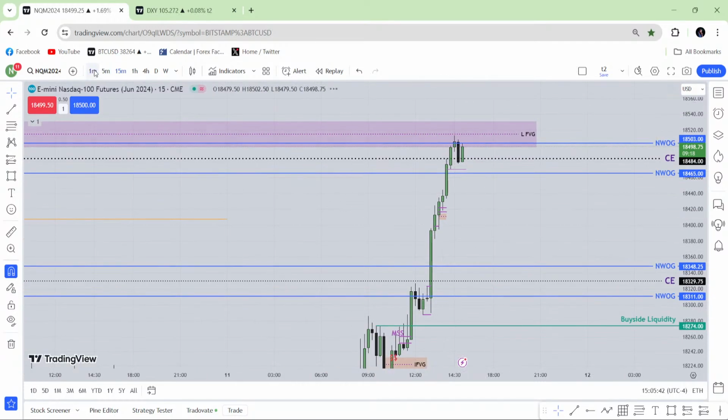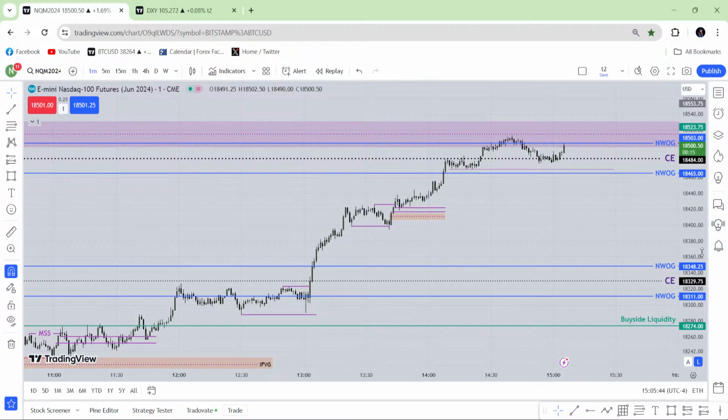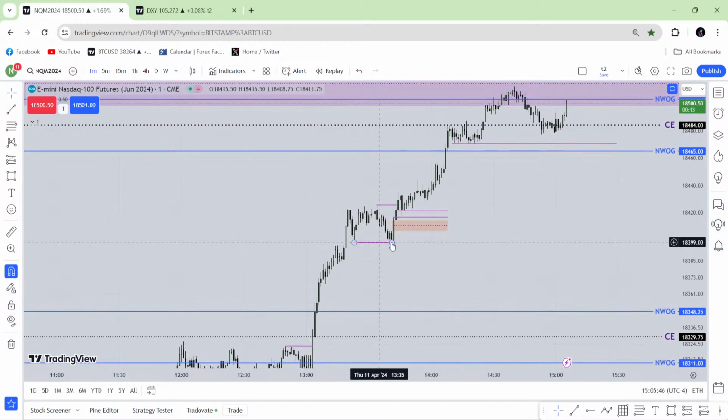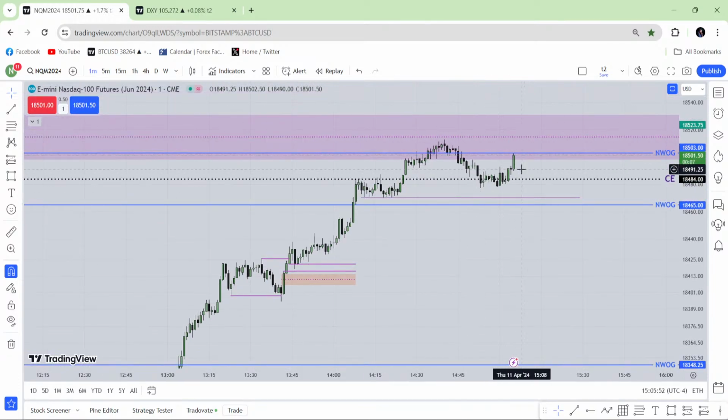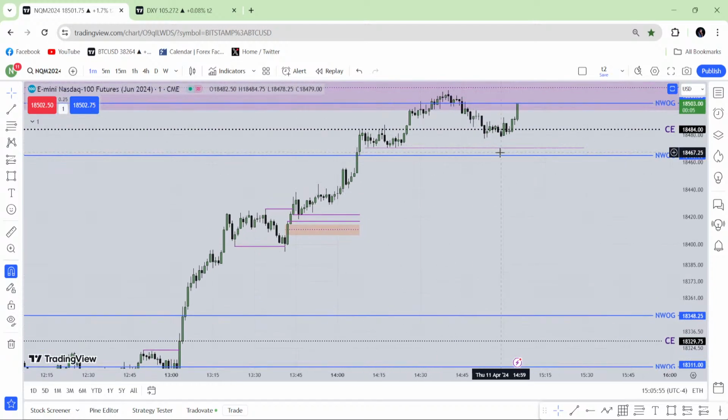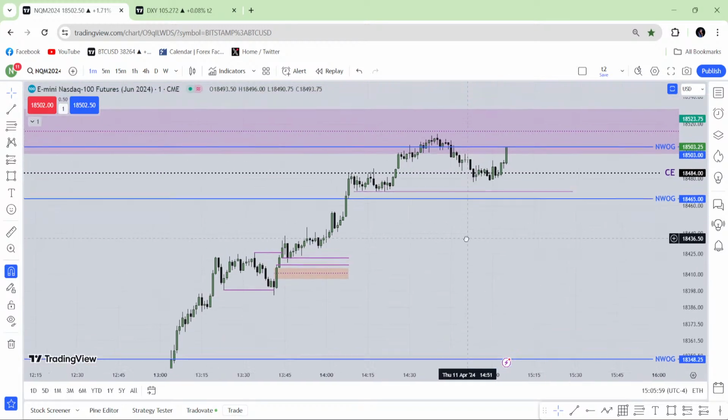But brother, you told me that you don't need a fair value gap. You don't need a fair value gap if the market can take the liquidity. Did it take the liquidity here? No, it didn't take the liquidity. That's why you have to wait for a fair value gap trade. If it would take that liquidity, I don't need a fair value gap to frame my trade, because today is Thursday.